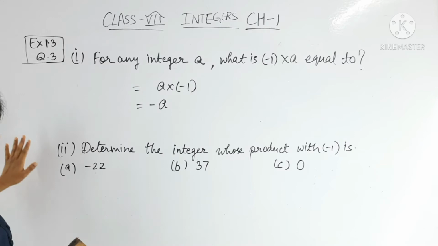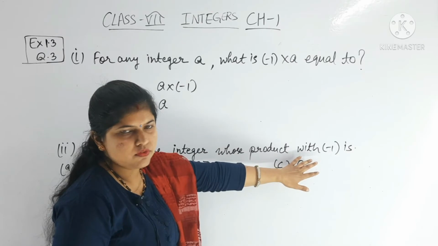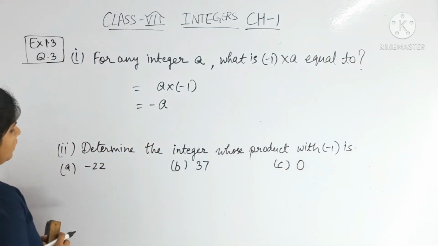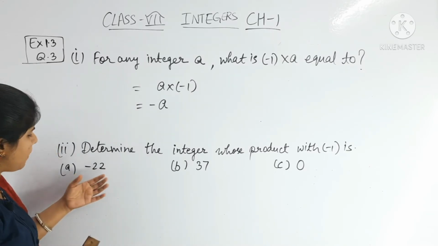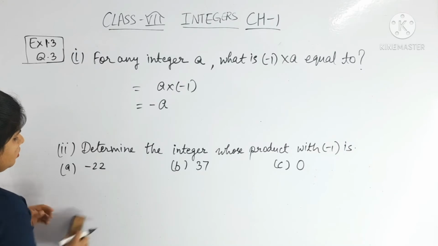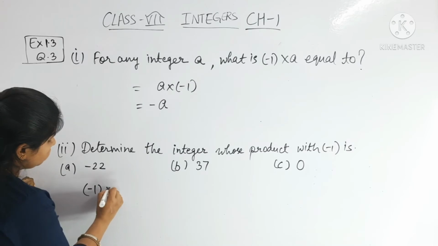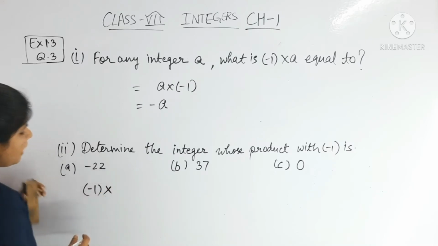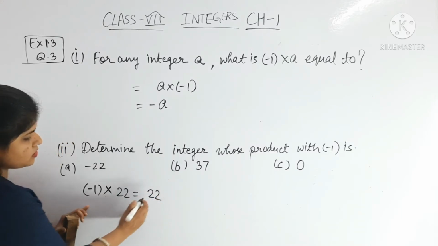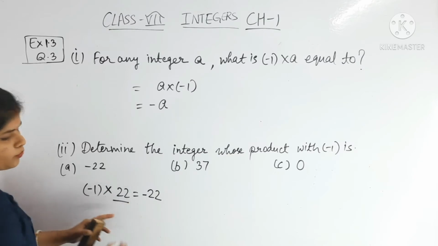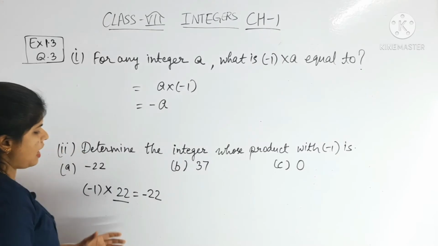Now let's move to the second part. Determine the integer whose product with minus 1 is minus 22. So we have to multiply with minus 1 so that we get the result minus 22. Here is minus 1, so what will we multiply with? We have to multiply with 22. So we will get 22 as an answer, and minus plus is minus. So the answer is 22. Okay, now come to the, have you understood this thing?